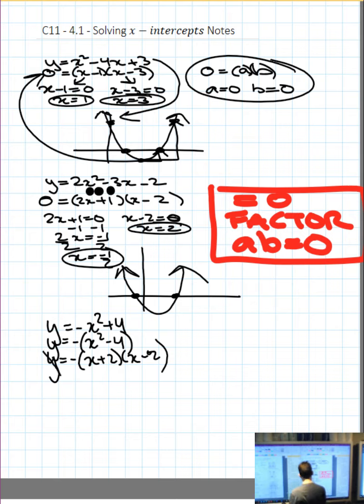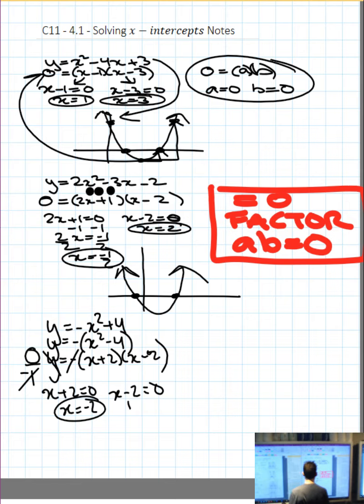Well, first of all, put 0 in for y because we're looking for x-intercepts. Now, this negative in front, it doesn't matter. Get rid of it. Divide both sides by negative 1. It's gone. Now, set your factors equal to 0 separately and solve. x plus 2 equals 0, and x minus 2 equals 0. Subtract 2 from both sides, x equals negative 2, and add 2 to both sides, x equals 2. Check your answer. Put it back in and make sure it's true.